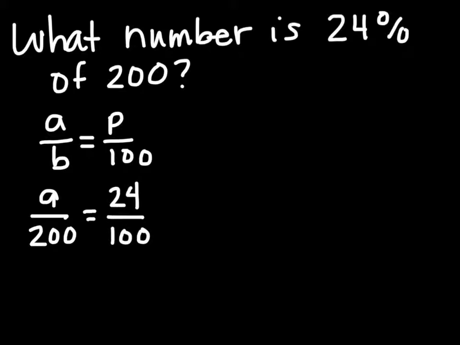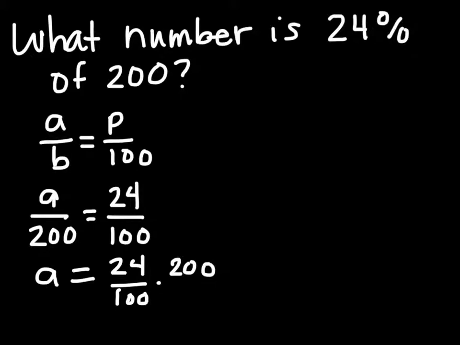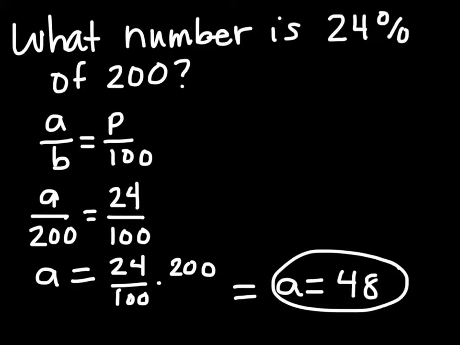for P, or percent. Now we solve by multiplying both sides by 200 to get A on its own. And then we have 24 over 100 times 200, which will give us an answer of A being equal to 48. So our answer is that 48 is 24% of 200.